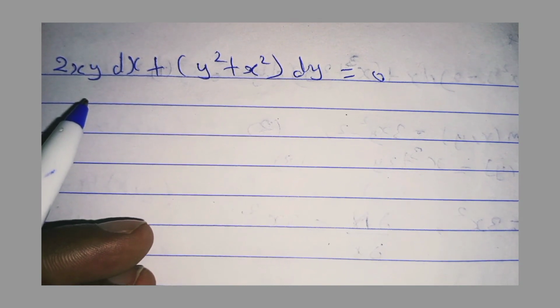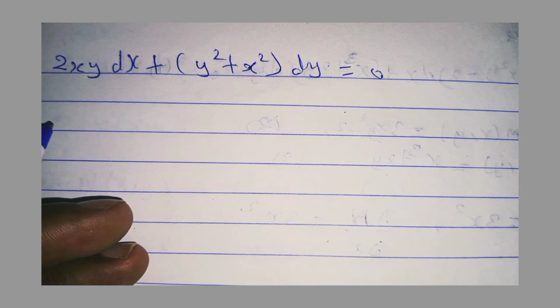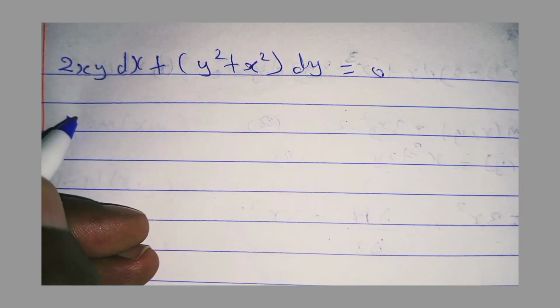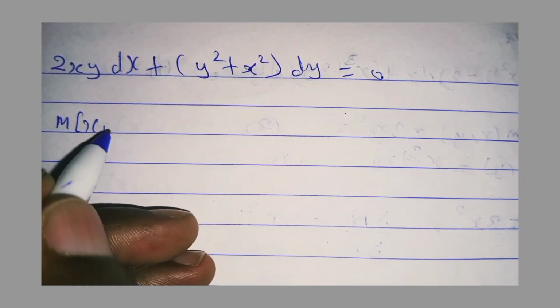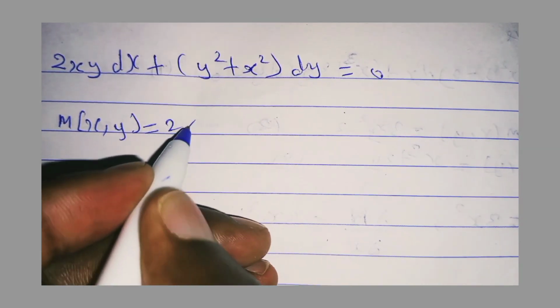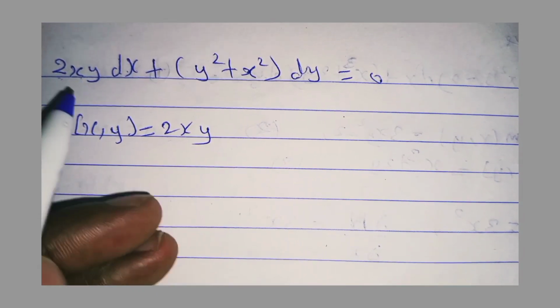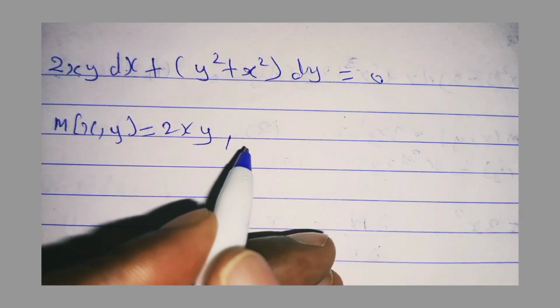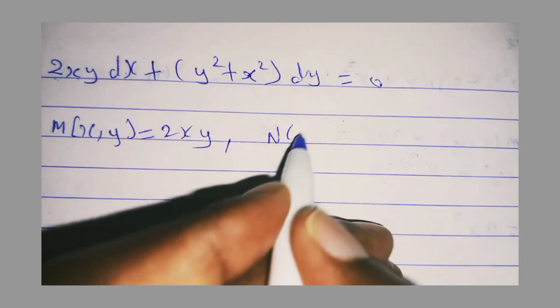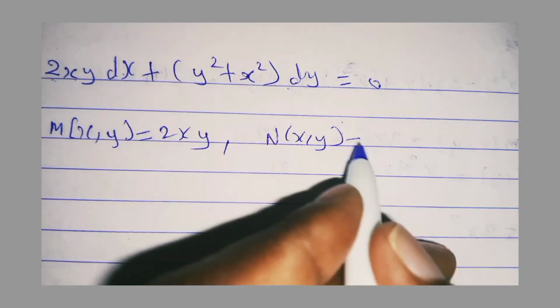Today, we are considering the exact equation. So first of all, to solve it, we want to check whether it is exact by doing the following. M of x,y is equal to 2xy. This is the function where dx is, and in our case, it is 2xy. Then, we find N of x,y, which is the function where dy is, and in our case it is y squared plus x squared.